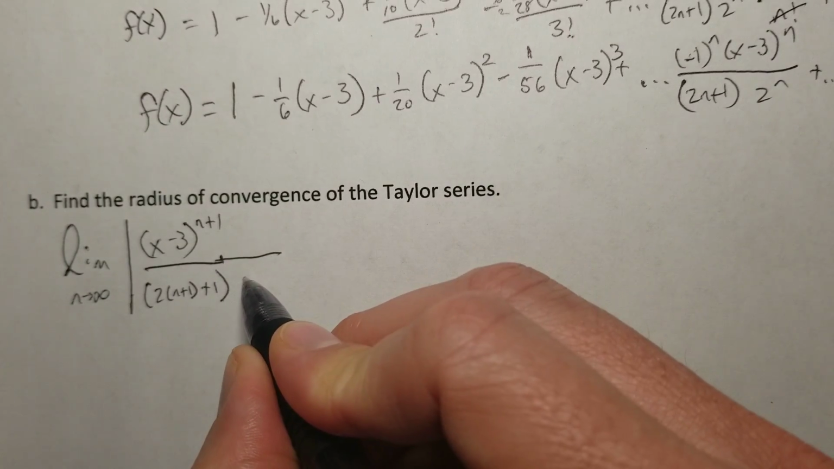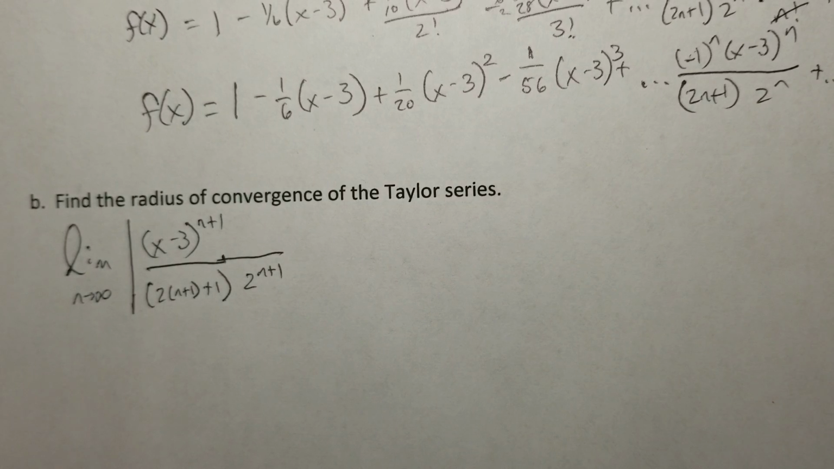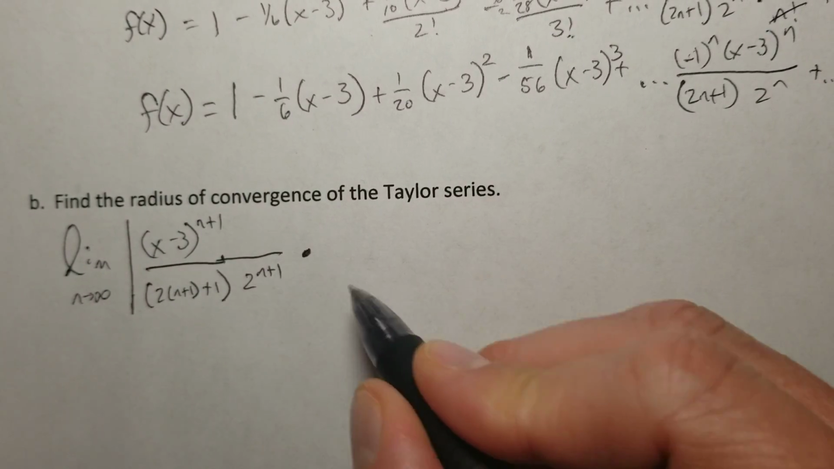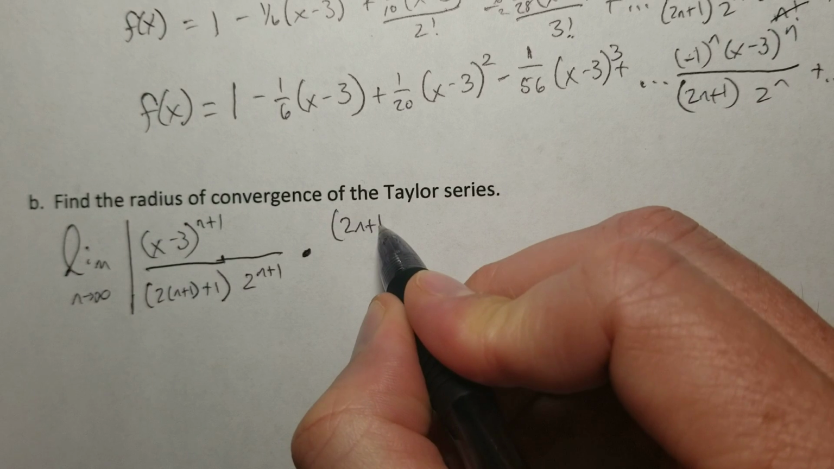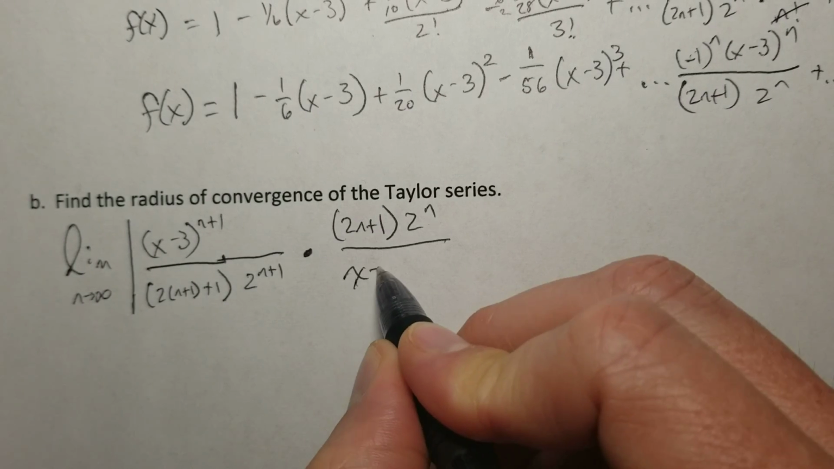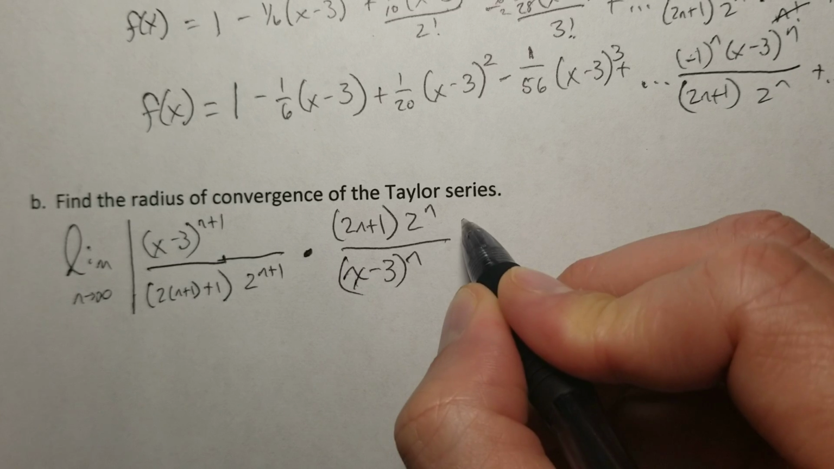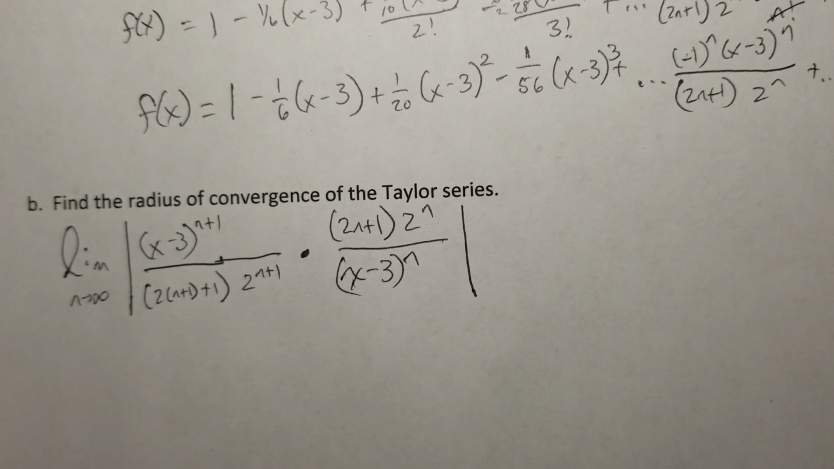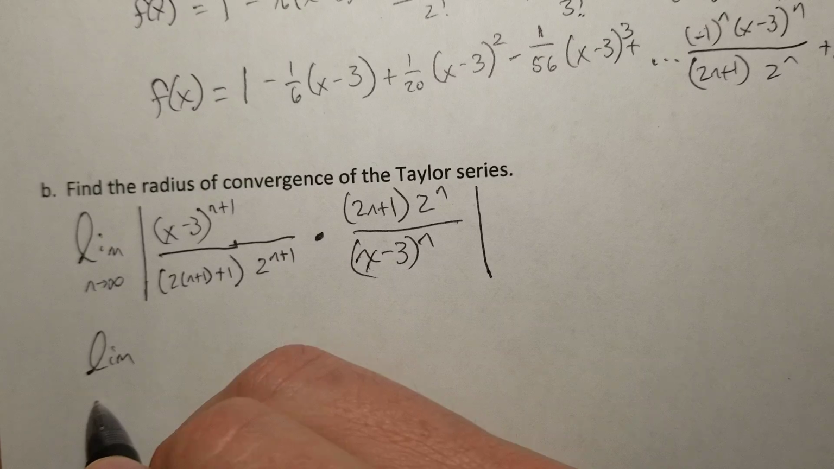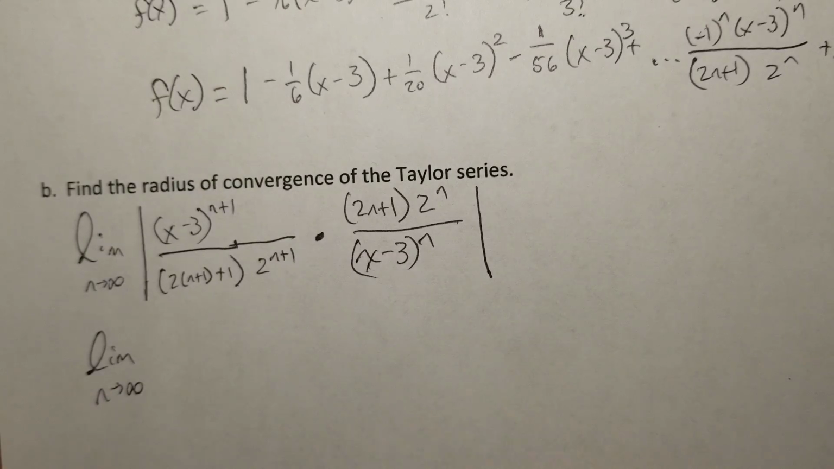Extend this out a little bit. And 2 to the n plus 1, divided by the nth term, or multiplied by the reciprocal. So 2n plus 1 times 2 to the n over x minus 3 to the nth power. All right, let's start cleaning this up a little bit, doing some simplifications. Still have the limit as n goes to infinity.